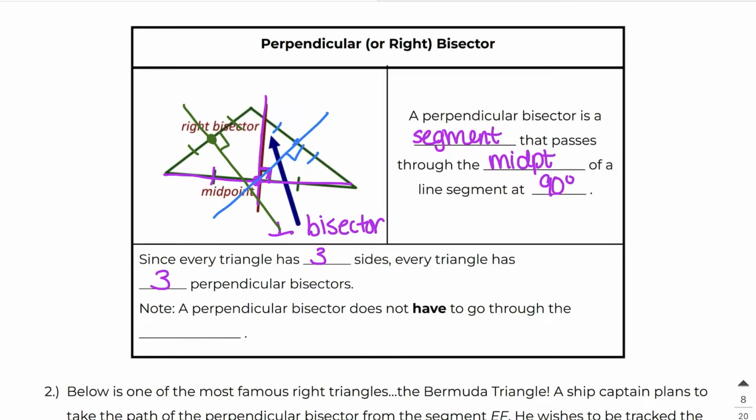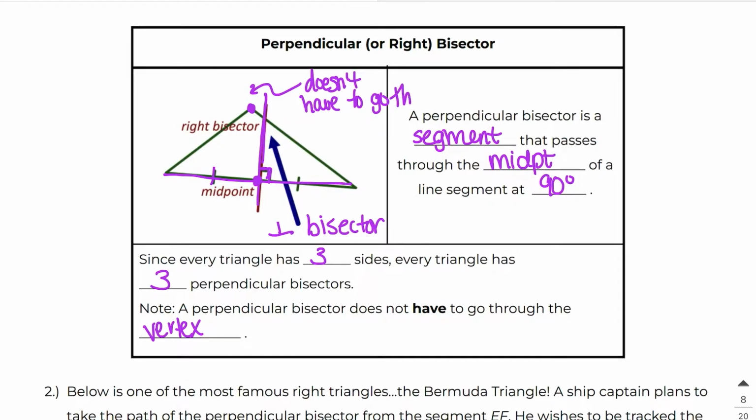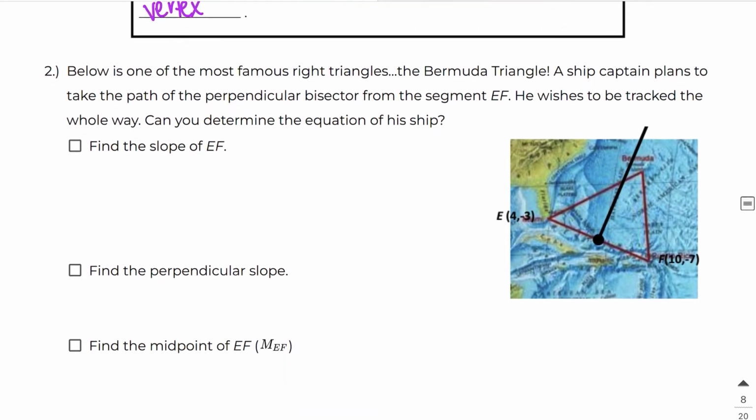Okay, so one thing that I want you to make sure that you fully understand here, though, is that a perpendicular bisector does not have to go through the vertex. So if you notice right here, this line is not going through this vertex. Sometimes it will, but it doesn't have to go through that vertex. Okay, so let's go ahead and take a look at number 2.